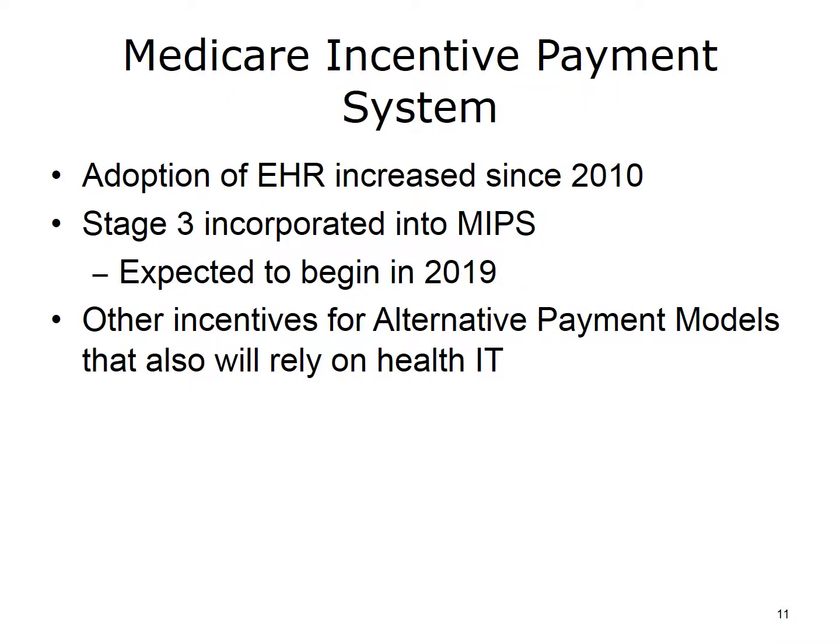These rules led to a rapid increase in adoption of EHRs. Stage 3 rules changed the focus from use of specific EHR features to a greater focus on the quality outcomes and on interoperability and health information exchange. The Stage 3 criteria were incorporated into a new incentive program, known as the Medicare Incentive Payment System, or MIPS. This new program, slated to take effect in 2019, aligns a variety of incentive programs focusing on healthcare quality.